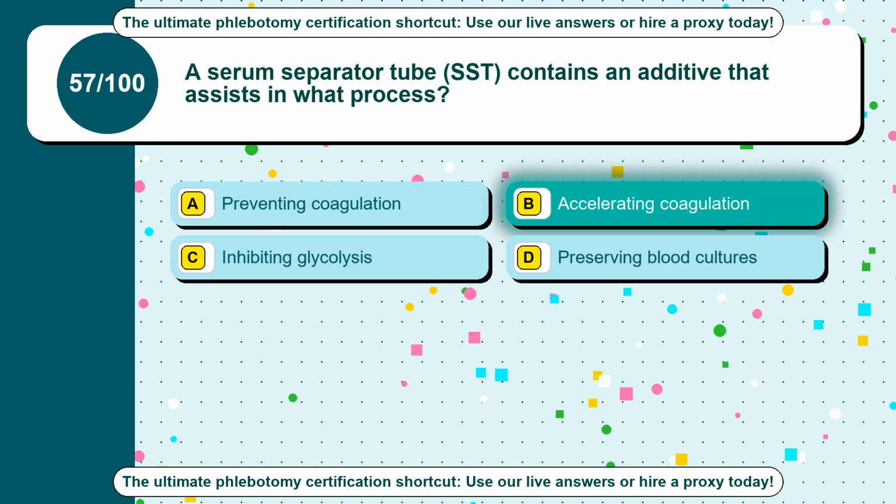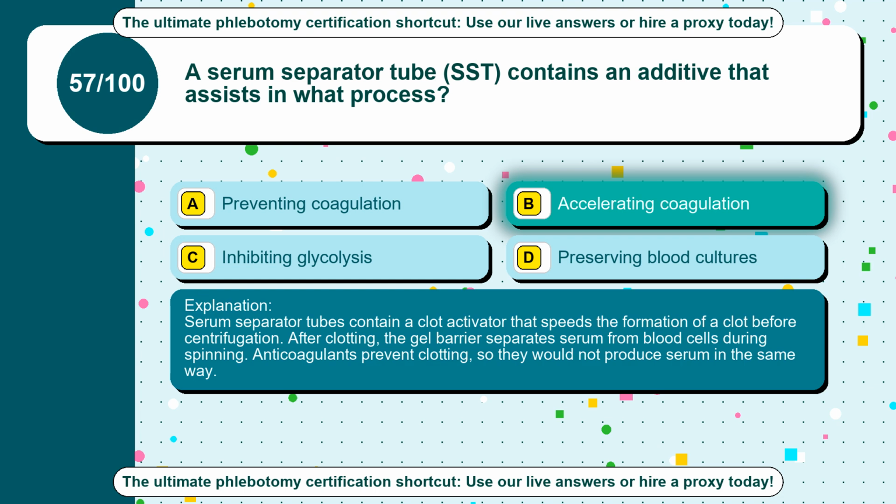The correct answer is option B, accelerating coagulation. Serum separator tubes contain a clot activator that speeds the formation of a clot before centrifugation. After clotting, the gel barrier separates serum from blood cells during spinning. Anticoagulants prevent clotting, so they would not produce serum in the same way.